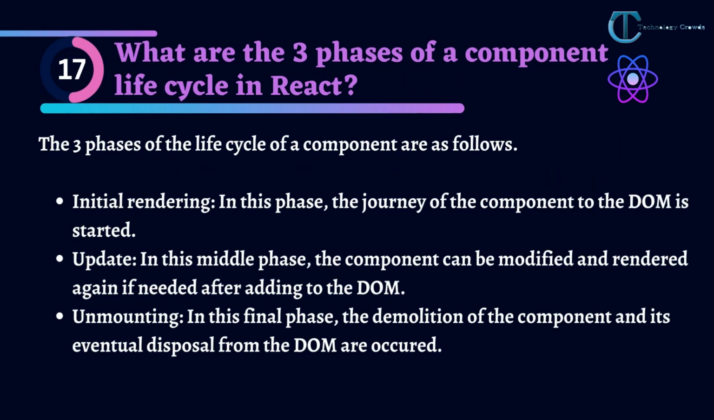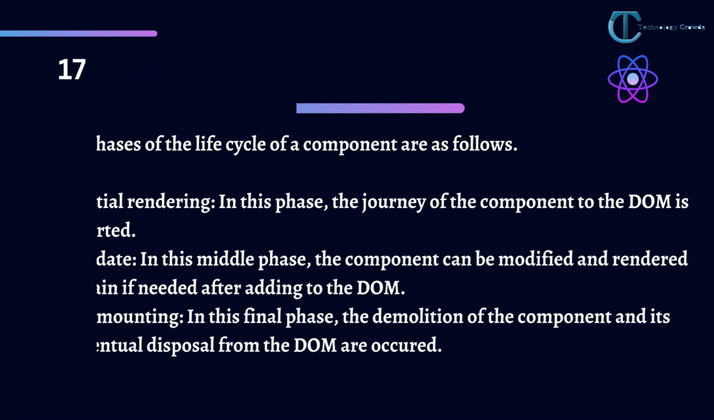17. What are the three phases of a component life cycle in React? The three phases of the life cycle of a component are as follows. Initial rendering. In this phase, the journey of the component to the DOM is started. Update. In this middle phase, the component can be modified and rendered again if needed after being added to the DOM. Unmounting. In this final phase, the component is destroyed and eventually disposed of from the DOM.